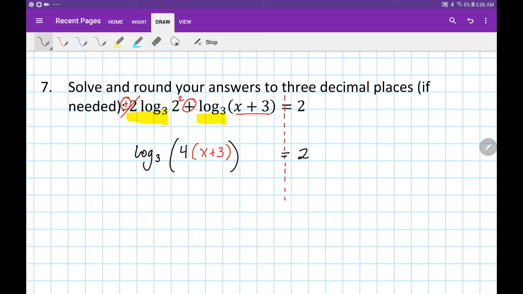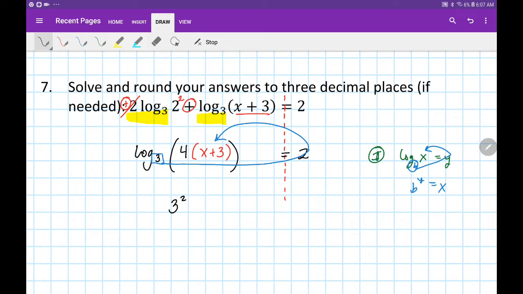So this time, notice I have only 1 log on the left, no log on the right. So that means I'm in situation 2, where I have to go from log form to exponential form. So let's have a look here. My base is 3, so I'm going to write my next step. 3 to the power of 2 equals all that inside stuff. So 3 to the power of 2 equals 4 parentheses x plus 3.